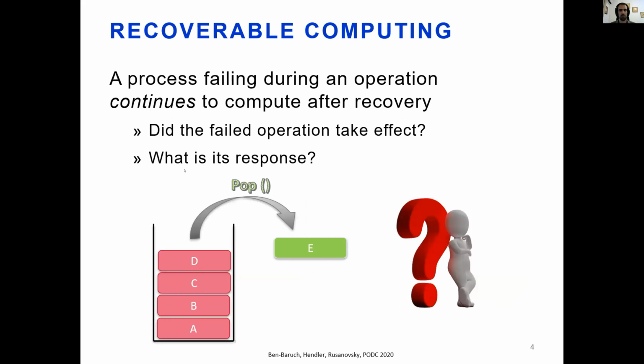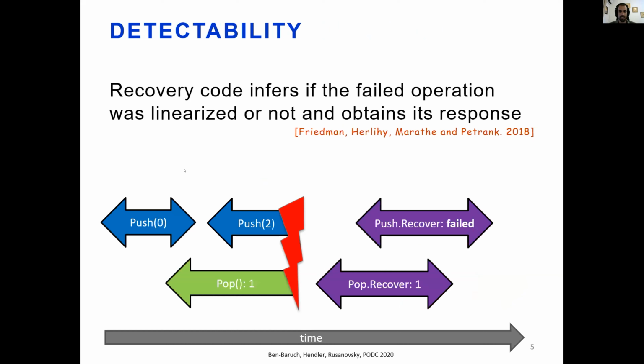However, in addition to recovering the state of the object itself, we also would like to allow processes to recover and continue with their execution. And for that, upon recovery, a process needs to be able to conclude whether its crashed operation took effect and also to obtain its response. This notion was defined by Friedman et al. as detectability. Each process runs a recovery procedure after a crash, which infers whether the crashed operation was linearized, and if so, also obtains its response.